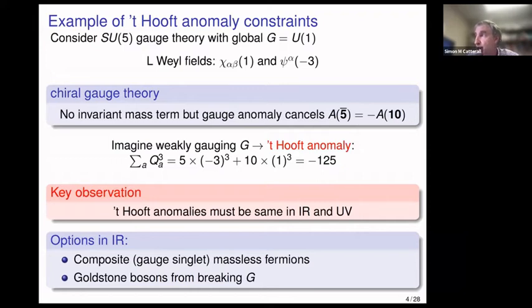That's the argument for why chiral symmetry breaking has to occur in QCD, because there's no other way to satisfy the 't Hooft anomaly, which would follow from weakly gauging the flavor symmetries in QCD, say SU2 cross SU2. So those are the only two options, basically. The 't Hooft anomaly has to be, if it's there in the UV, it has to be there in the IR. And there, you have to arrange your particle spectrum in order for that to happen.